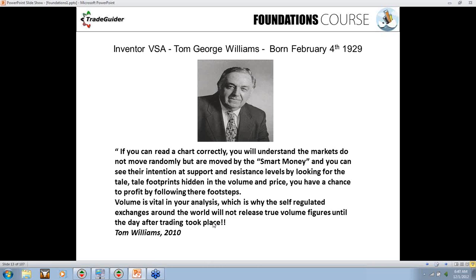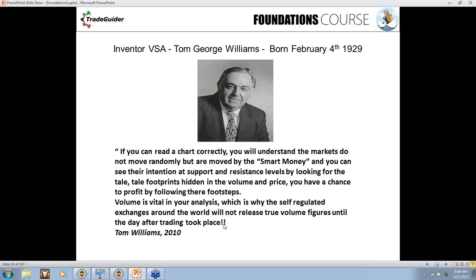Volume is vital in your analysis, which is why the self-regulated exchanges around the world will not release the true daily volume figures, I should put there, until the day after trading took place. Tom himself was a former insider, if you like, a syndicate trader who recognized that there was a key missing ingredient for the retail public, and that was volume.